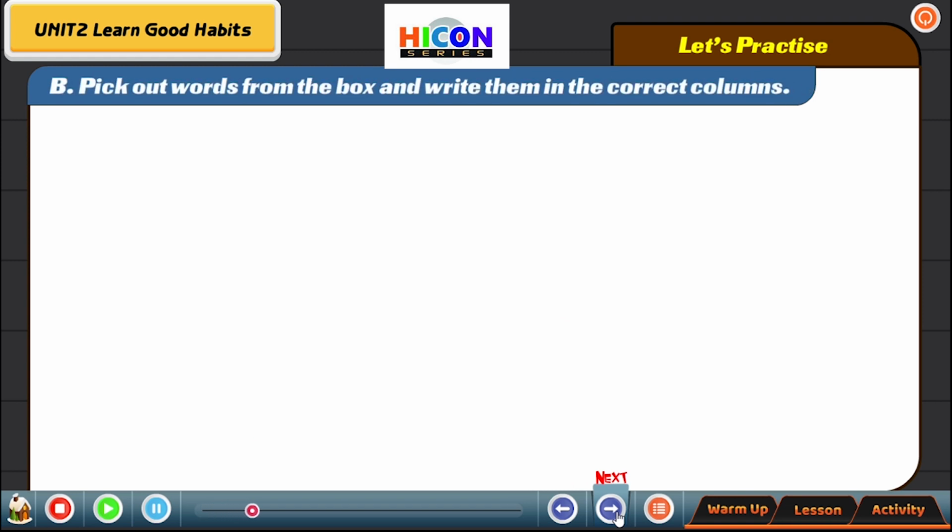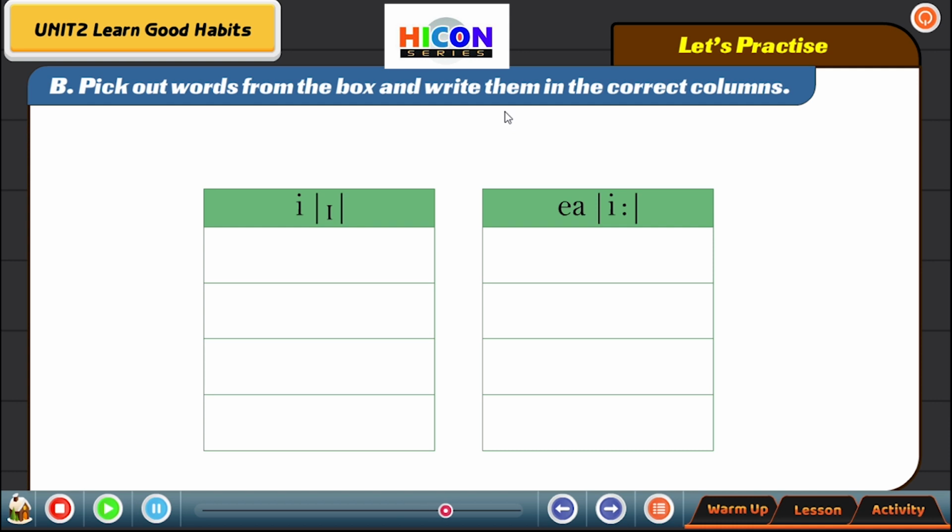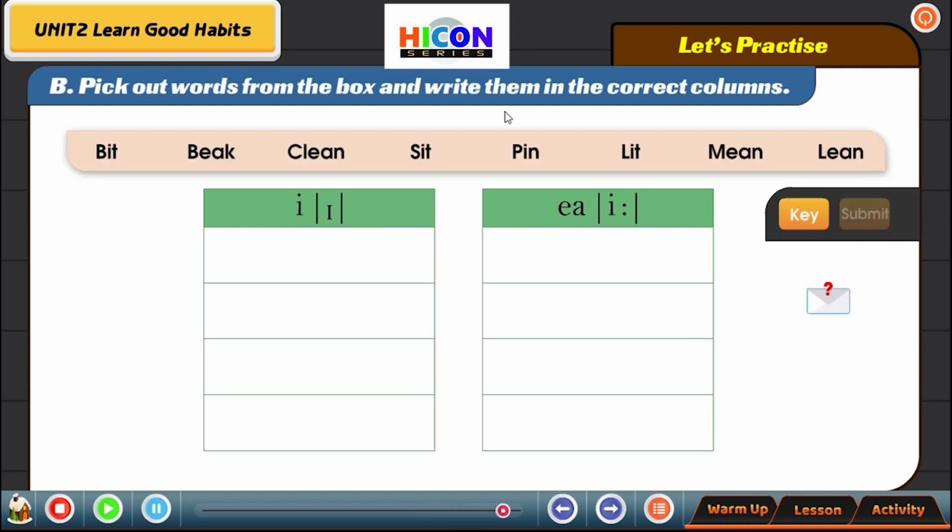So now we have an exercise on this. Pick out words from the box and write them in the correct column. What we need to do now is read these words and identify which one has a short E and which one has a long E. So this is B-I-T, bit. Bit means it's a short E.